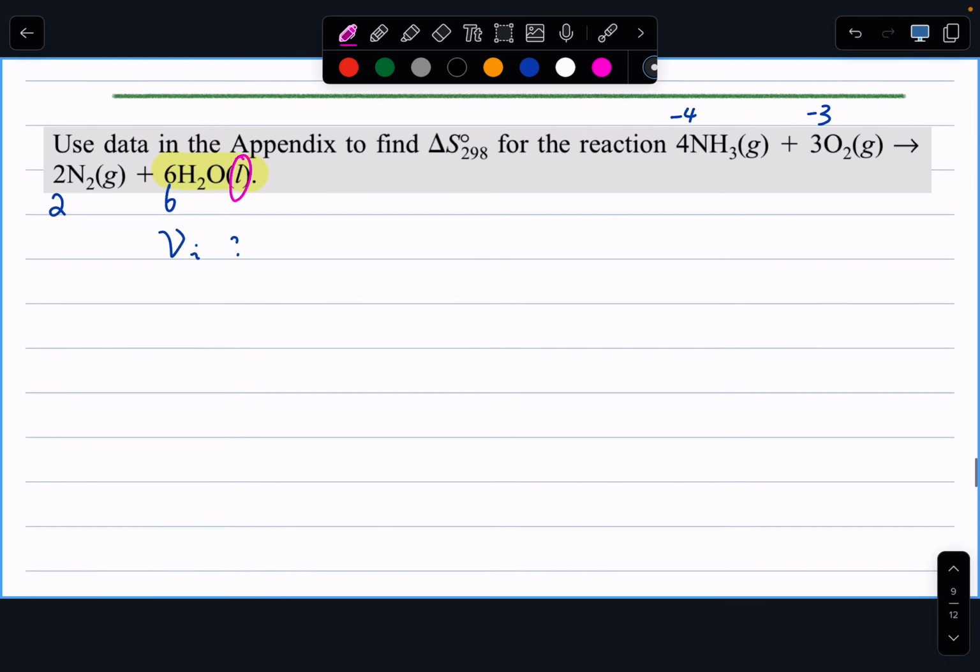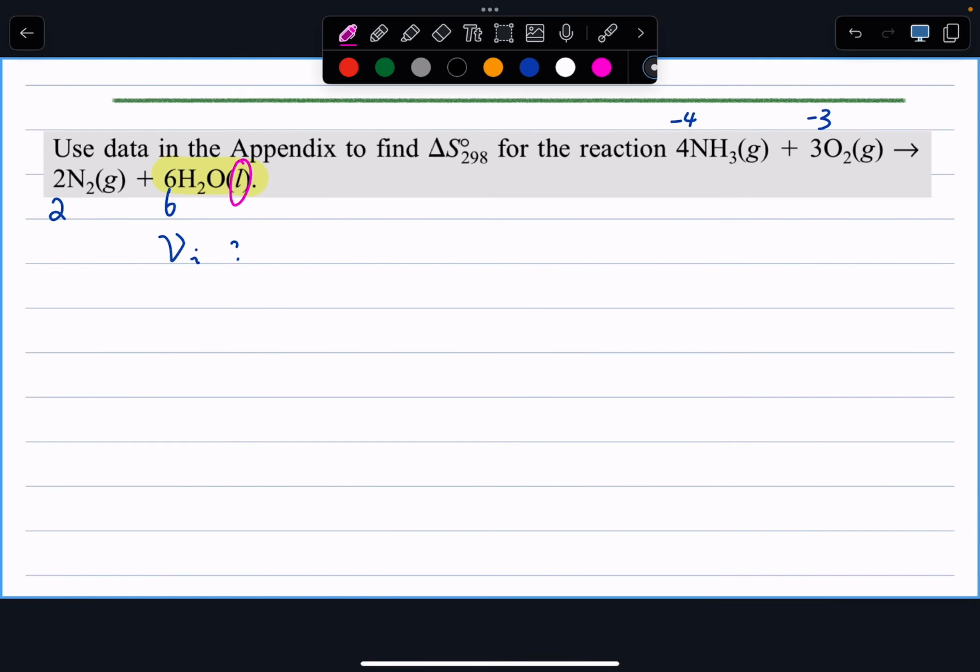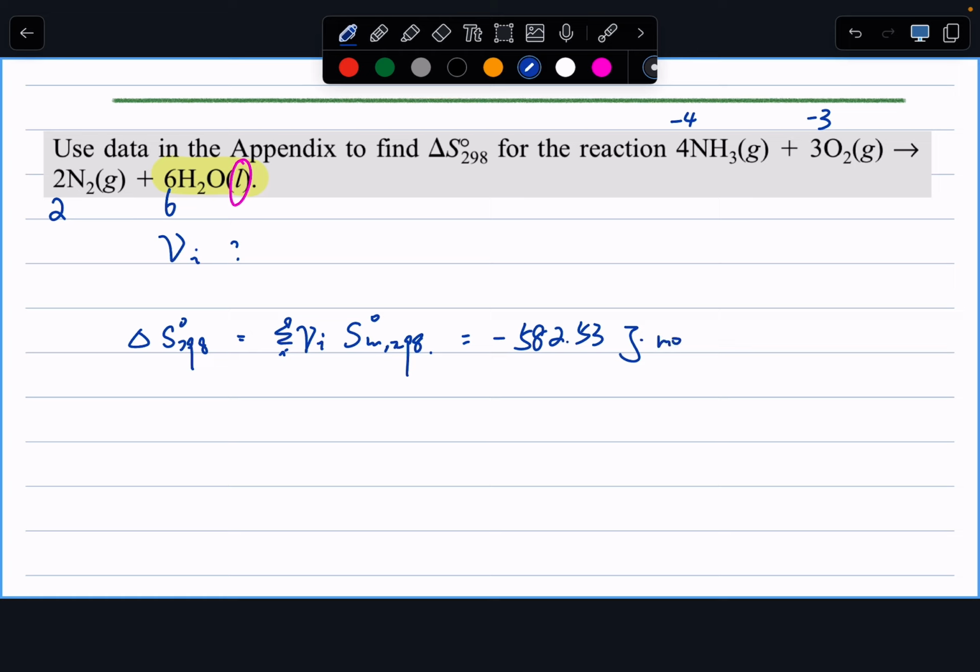All right. So this question is more or less just surveying the table and trying to plug in numbers. In this case, I'll give you the number. You can check the result later on. If you do the calculation, which is the sum of my stoichiometric coefficient times the number you find from the table, this ends up to be negative 582.53 joule per mole per Kelvin.